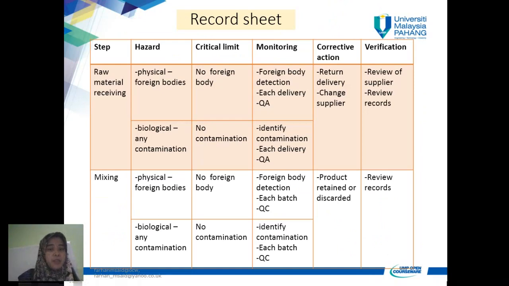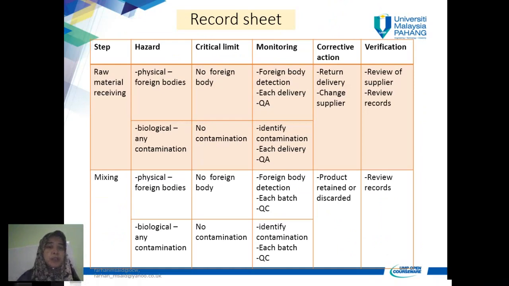So from the raw material receiving, in order to identify the hazards, you have to go back to the first part, in which we categorize hazards into 3 categories: physical, biological, or chemical. Or we can put all 3 categories in the hazards, for example.